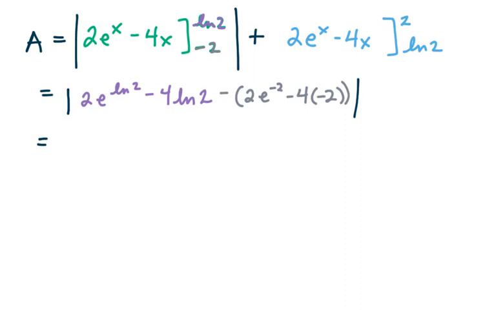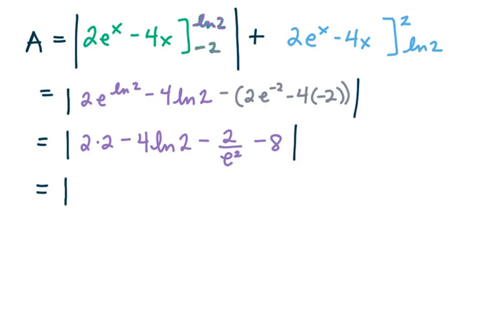e to the ln of 2 is just going to be 2. So I've got the absolute value here. Absolute value of 2 times 2 minus 4 natural log of 2 minus 2 over e squared. That's positive 8, so minus 8. 2 times 2 is 4. Take away 8 is negative 4. So this first piece, I have negative 4 minus 4 natural log of 2 minus 2 over e squared.